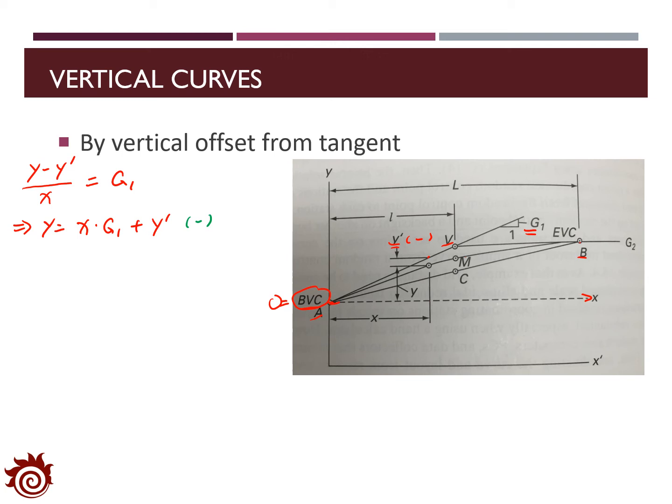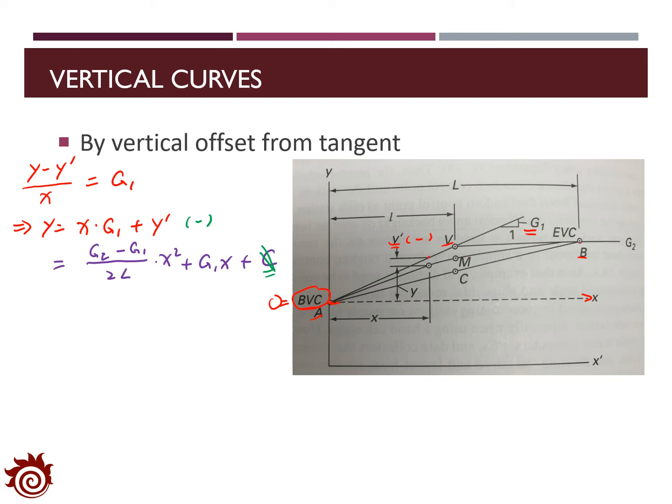We also know that y is a function of x from the previous pages. So that is (g2 minus g1) divided by 2L times x squared plus g1 x plus capital C. As we assume that BVC is located at the x-axis, so the elevation is 0. We remove capital C from this equation.